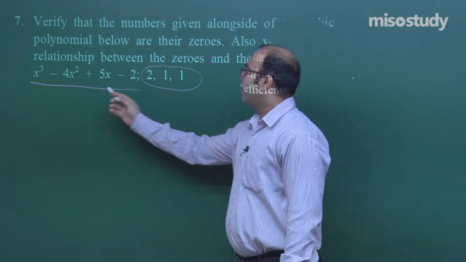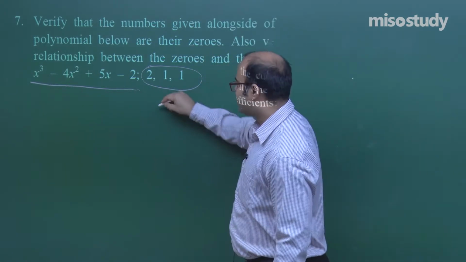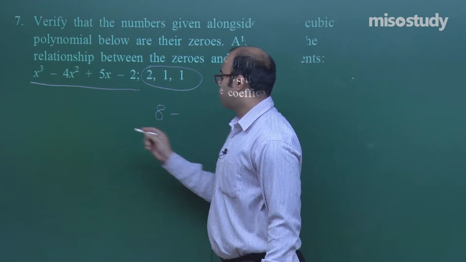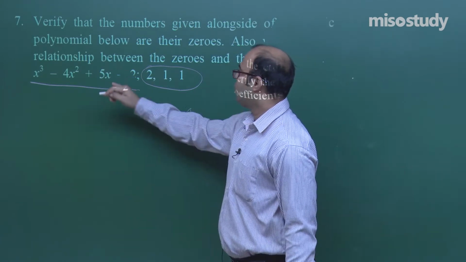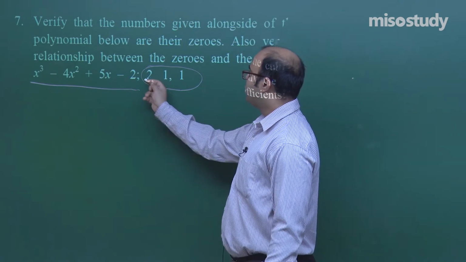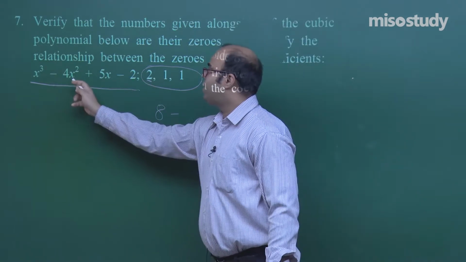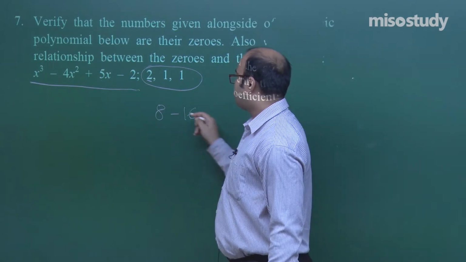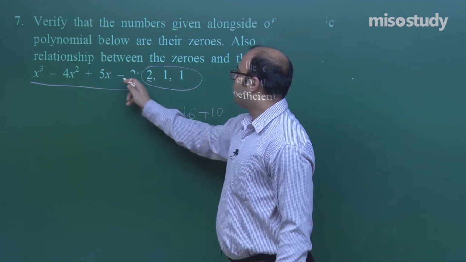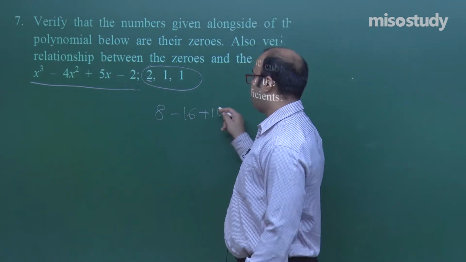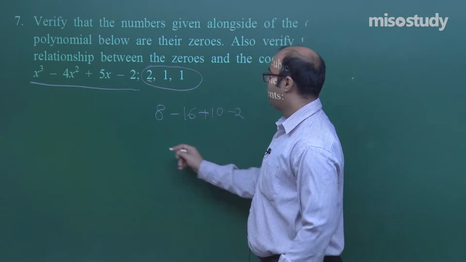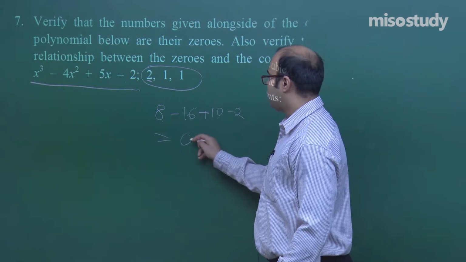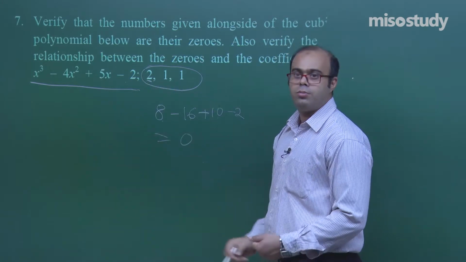So if we put 2 here, this will become 8. So first term will be 8... sorry, we are taking 2 now, this first term. So 2 cube is 8, 2 here also, it will become 16, 2 here also 10, and 2 here there is no x, so we do not have to put 2, minus 2 is given. This is 8 plus 10, 18, minus 16 minus 2 is minus 18, this is 0. So yes, 2 is a zero of this cubic polynomial.